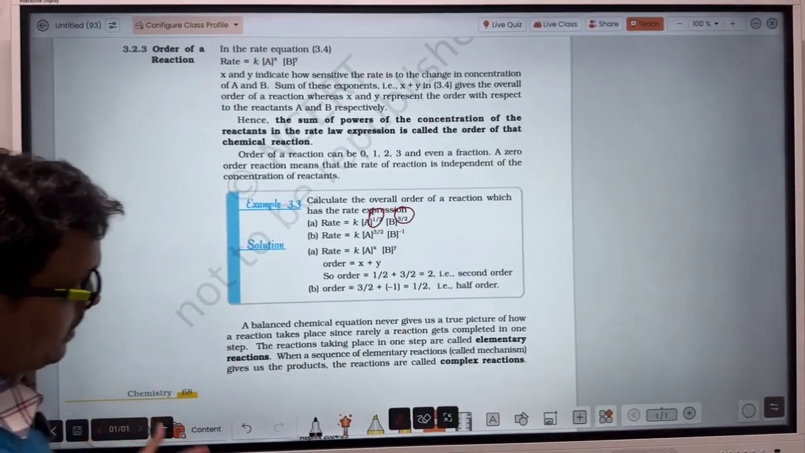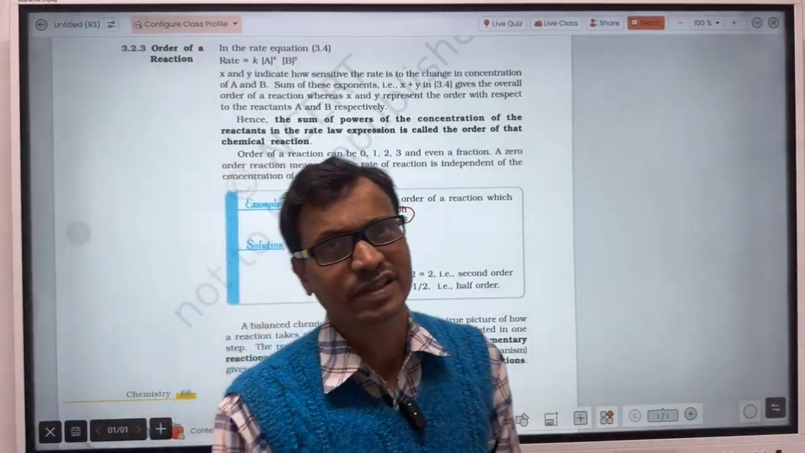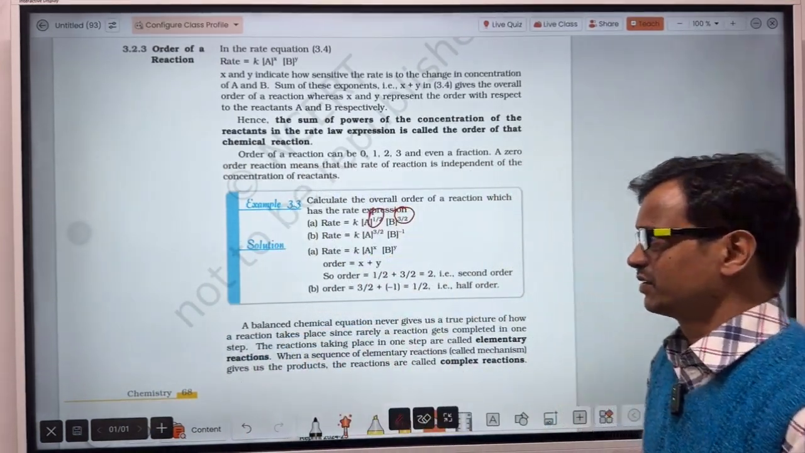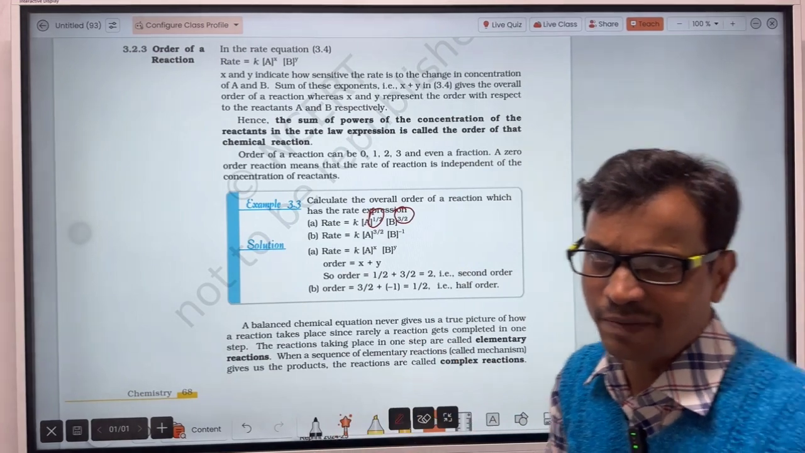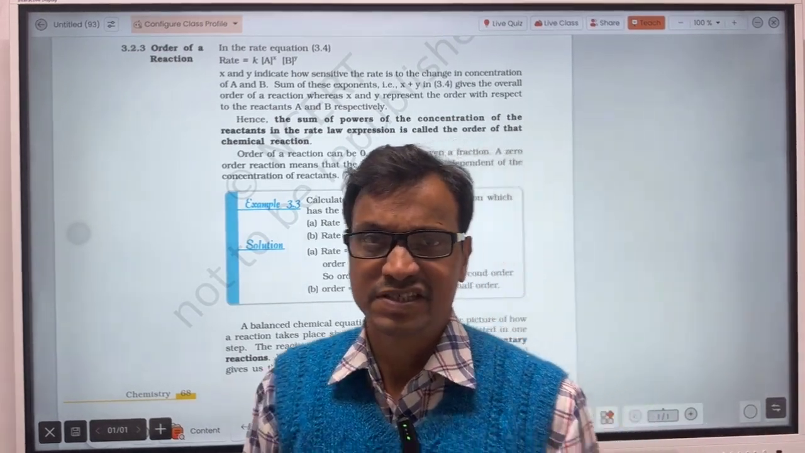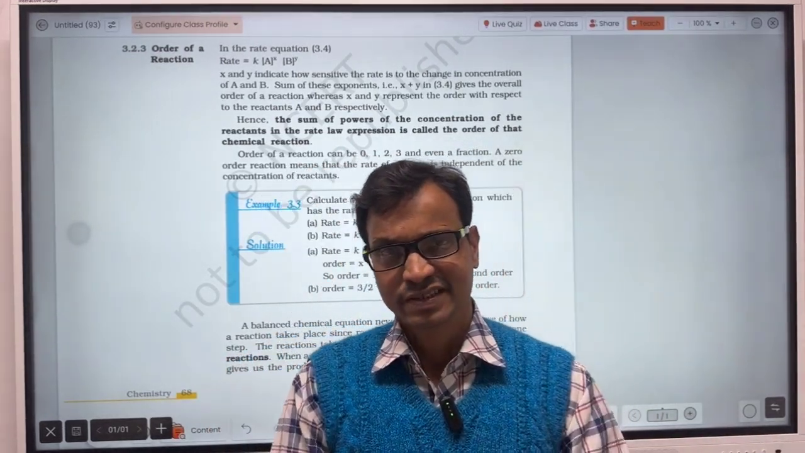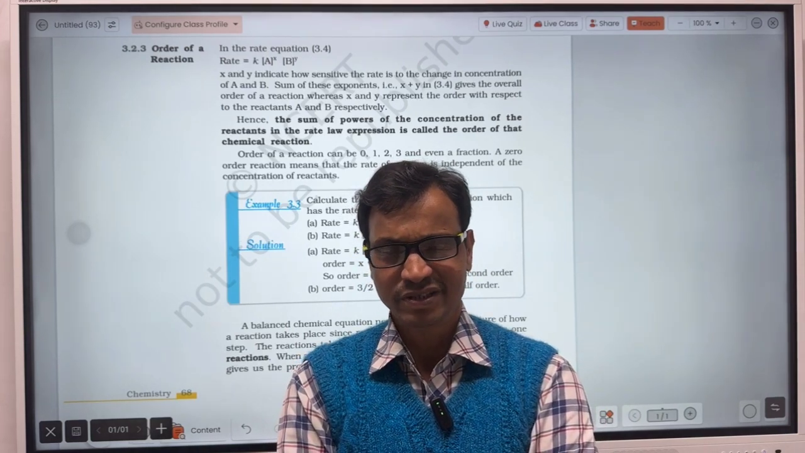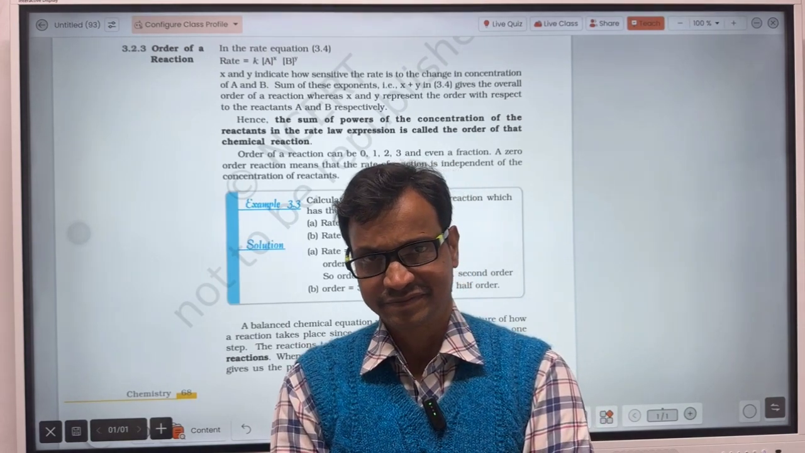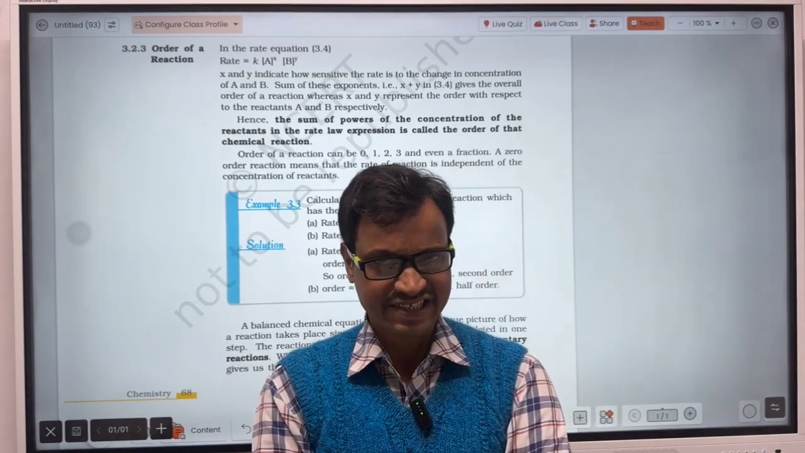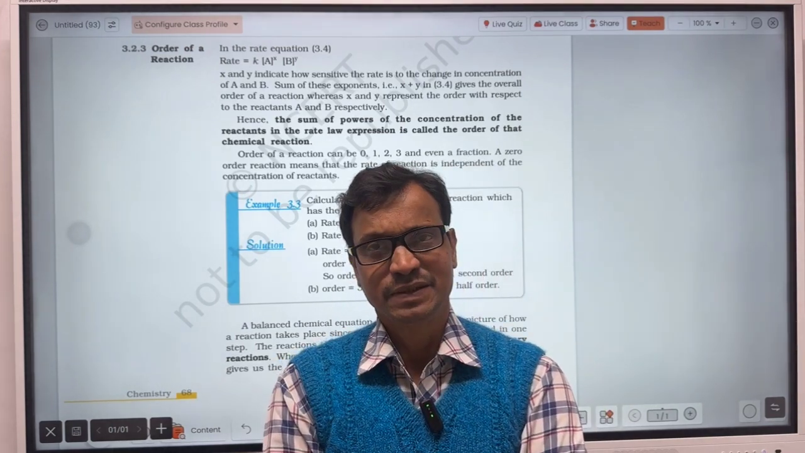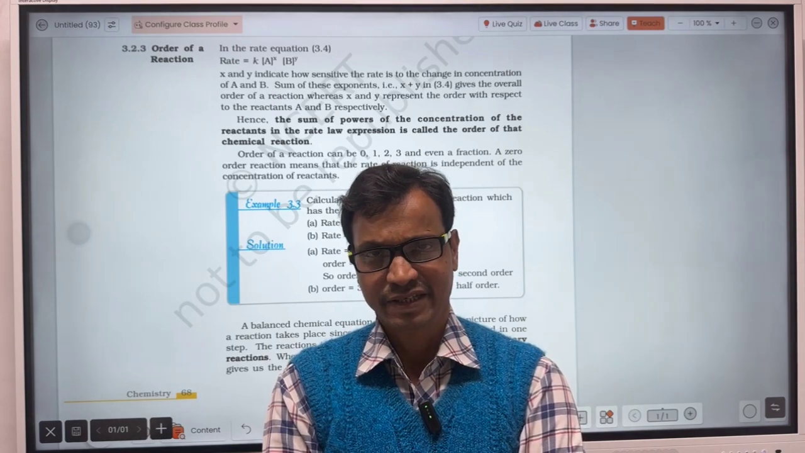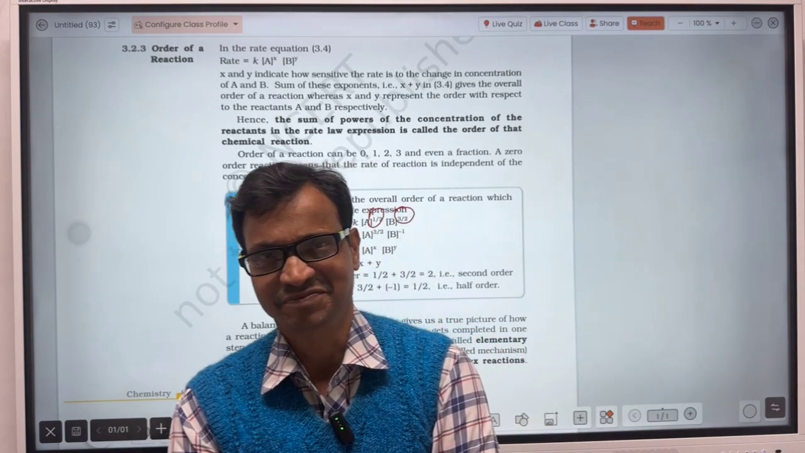What is the order of reaction? In the 12th board examination, this question is asked for 1 mark. Order of reaction is the sum of the powers of the concentration of reactant in the rate law expression. That is called order of reaction.